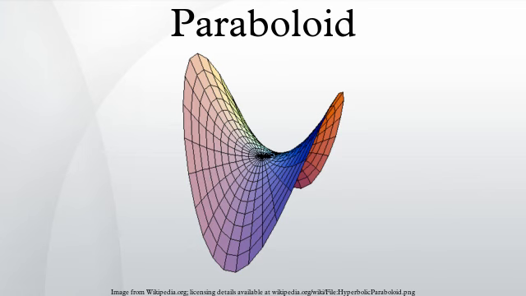The hyperbolic paraboloid is a doubly ruled surface. It contains two families of mutually skew lines. The lines in each family are parallel to a common plane, but not to each other.